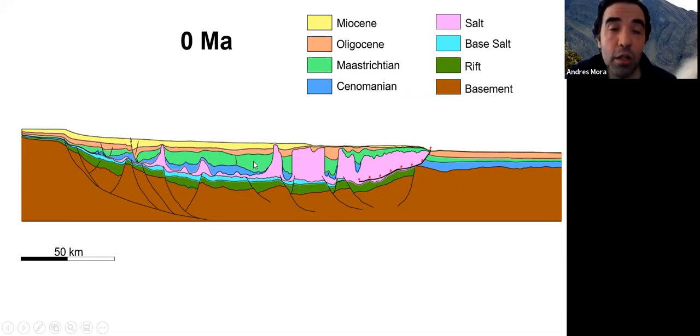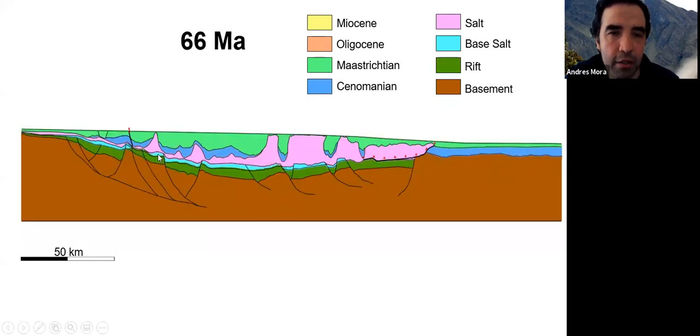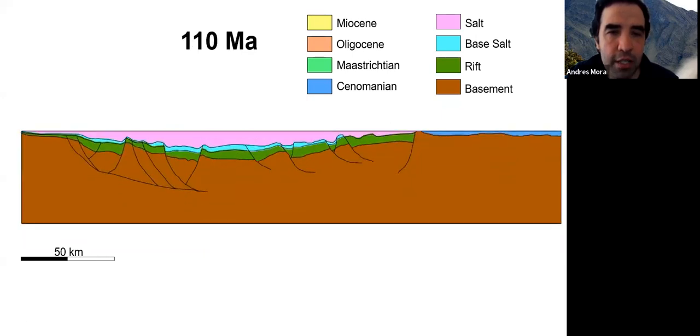And we need to predict what's going to happen with the pressures in that area. Will we have overpressures or not? That's an important question. The key observation is that the calibration wells that we have here, all of them show hydrostatic pressures. And then we produce a kinematic restoration, as in the previous cases.